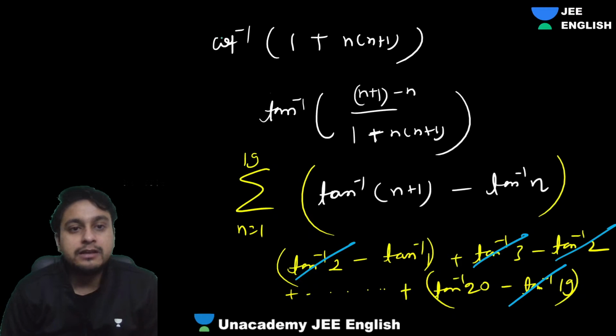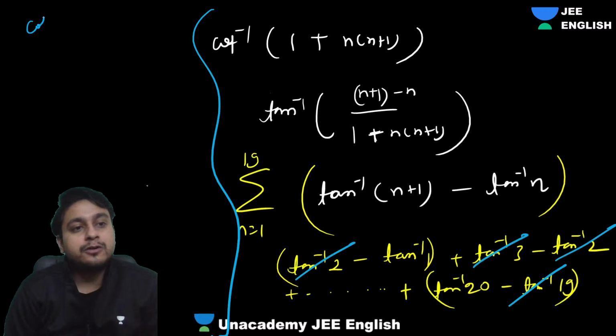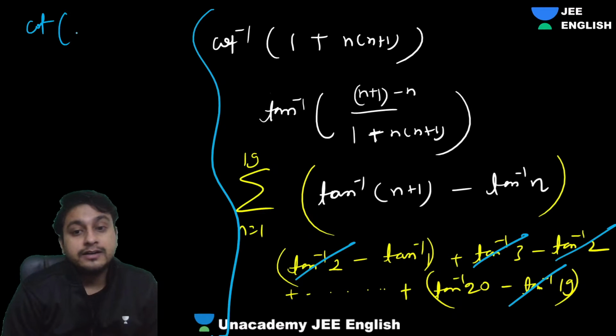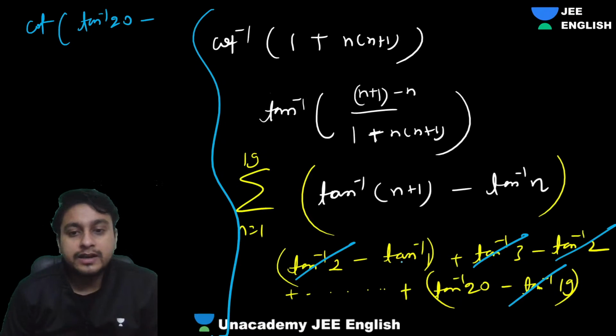So we need to definitely calculate what? You just need to calculate cot. That cot was there, right? Cot of tan inverse 20 minus tan inverse 1. Tan inverse 1 we can write as what, guys?